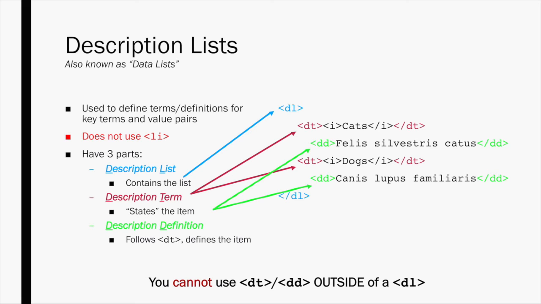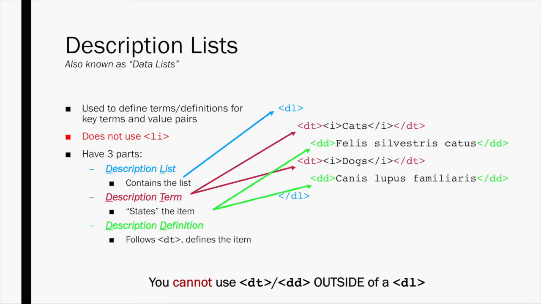Alright, description lists, also known as data lists or even definition lists. These are used to define terms and definitions for key terms and value pairs. These do not use the li tag that we learned for ordered and unordered lists. But they do have 3 parts. The description list, or the DL. This contains the list. This is the exact same thing as an OL or a UL tag, but for a description list. You have the description term, which states the item being used.